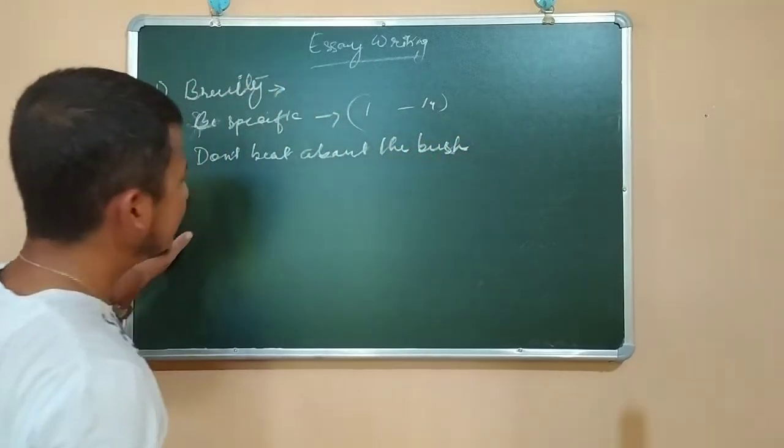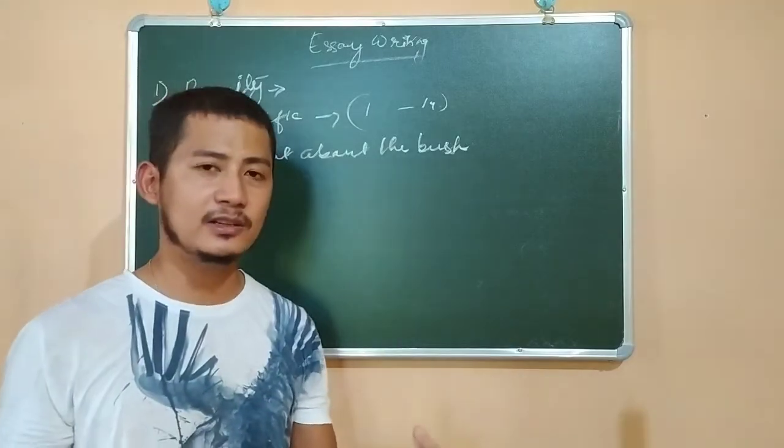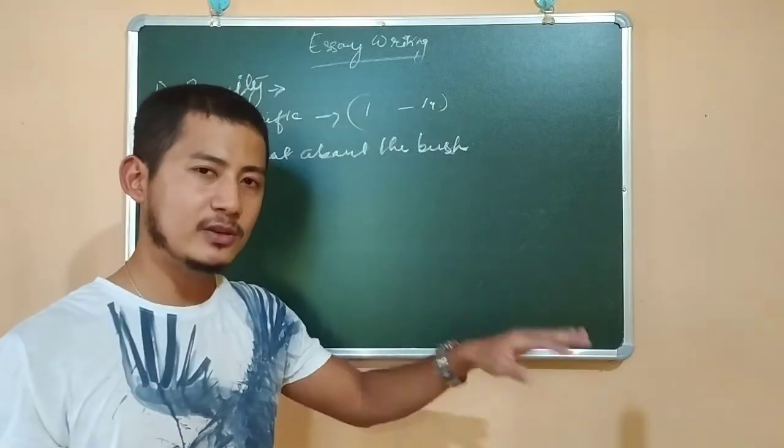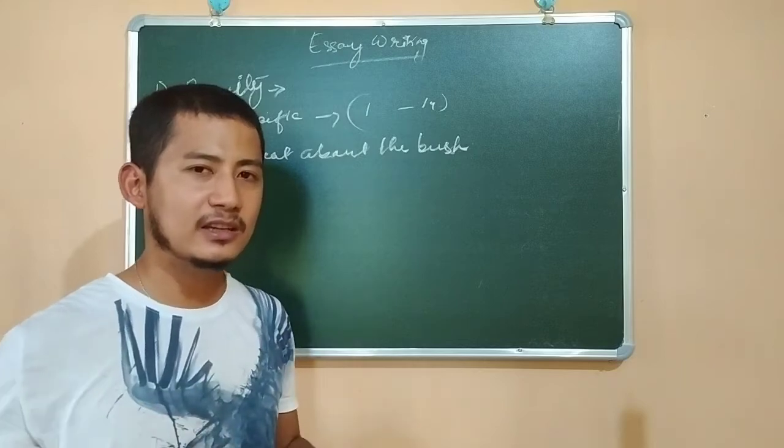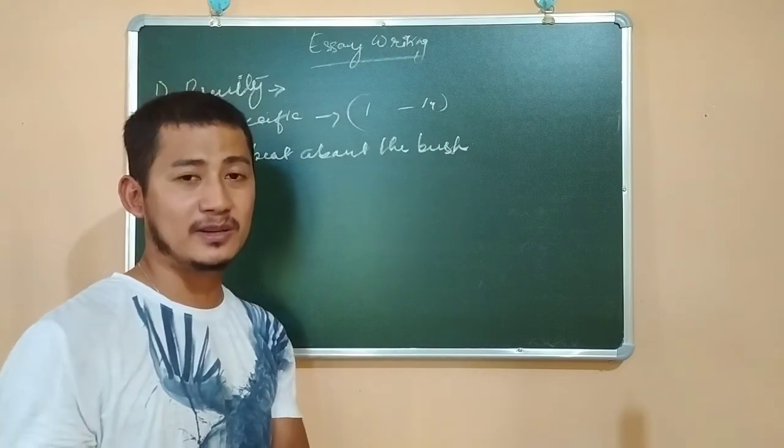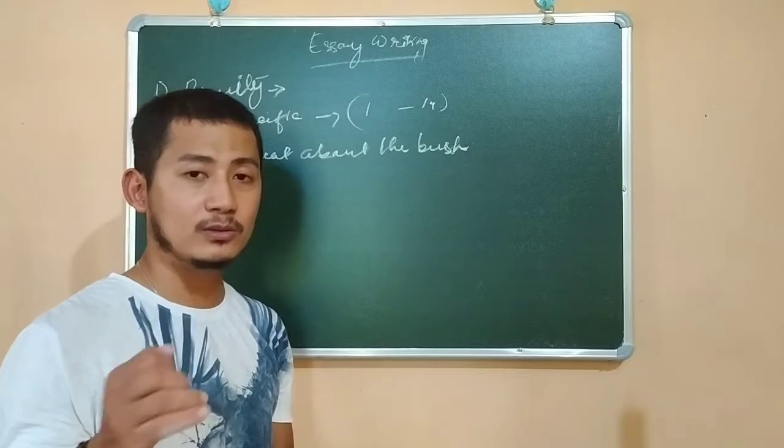Don't beat about the bush. It means do not just repeat the sentence you have spoken or written already. Do not just repeat the sentence again and again, because that will amount to disrespect to the teacher, disrespect to the examiner.